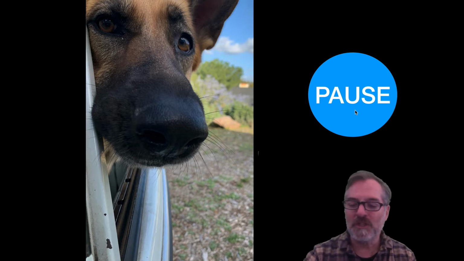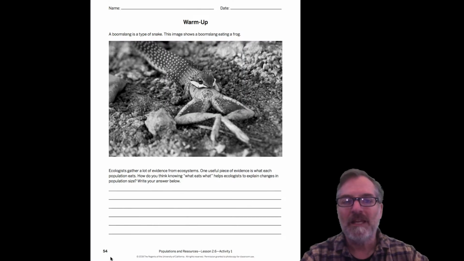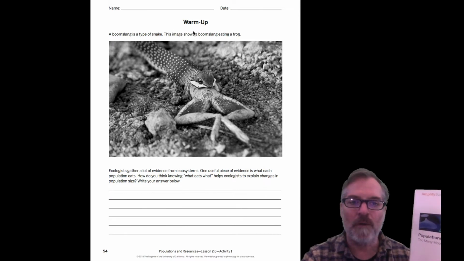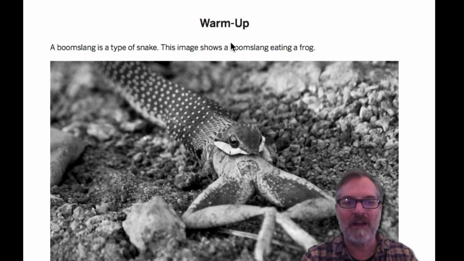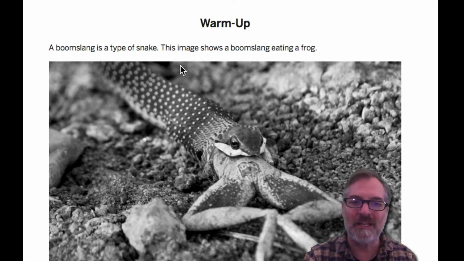All right. So we are back. Now, go ahead and go to page 54 in your Moon Jelly booklet, and let's go up to our warm-up. All right, so as you're turning there, a boomslang is a type of snake. Here's the snake. The image shows a boomslang eating a frog. Here are the legs of the frog going in. You can see the eyes of the snake.